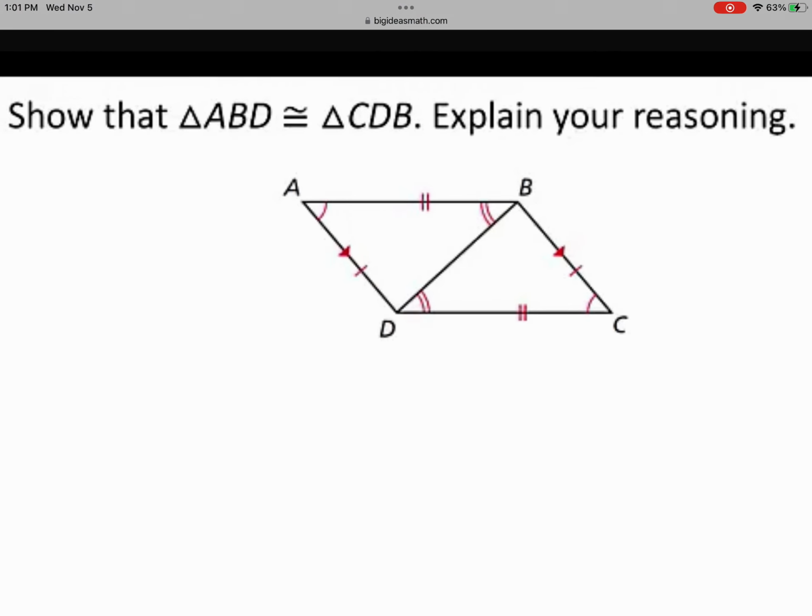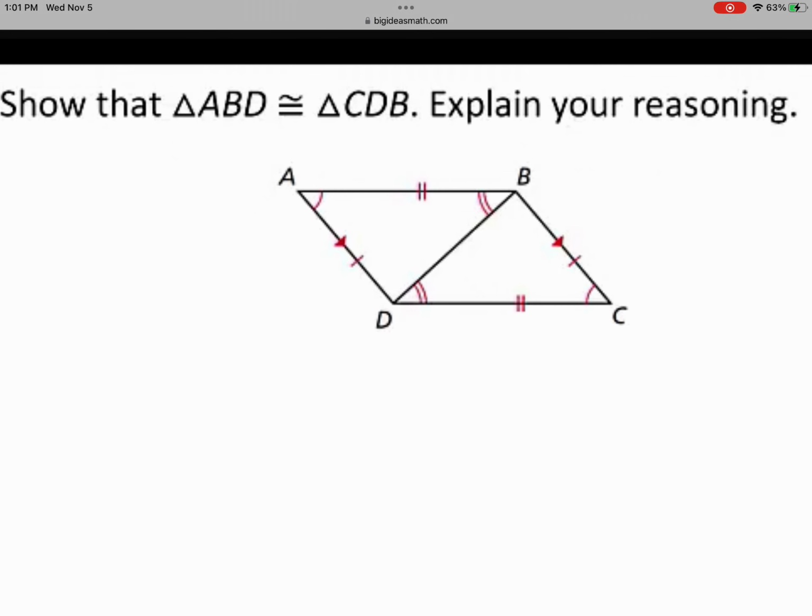Show that triangle ABD is congruent to triangle CDB. Explain your reasoning. In order to show that triangle ABD is congruent to triangle CDB, you need to show that all pairs of corresponding parts are congruent.